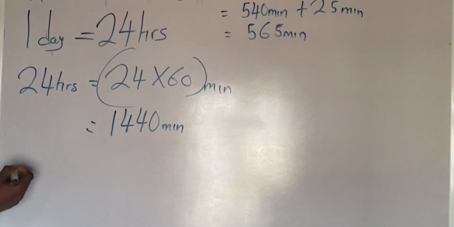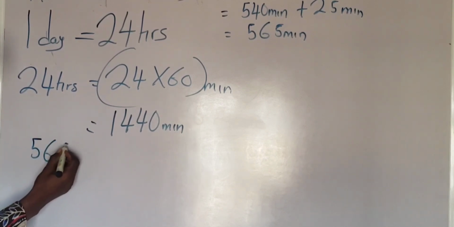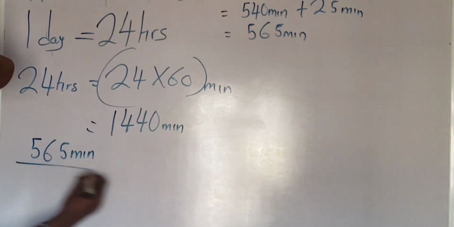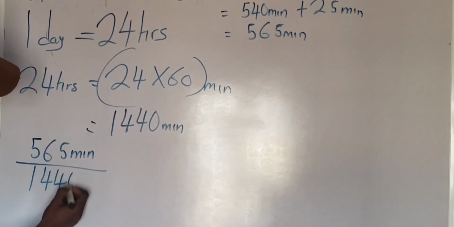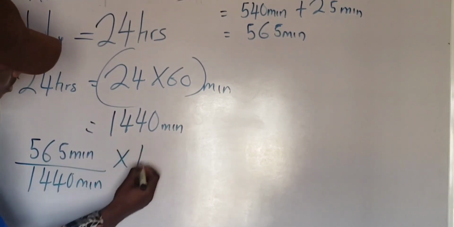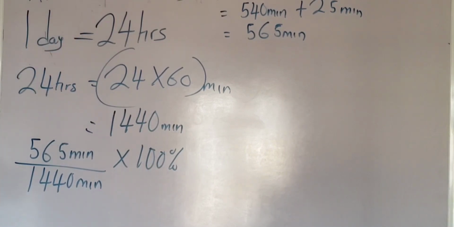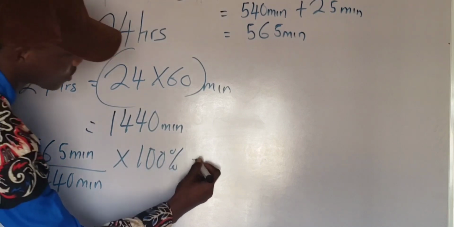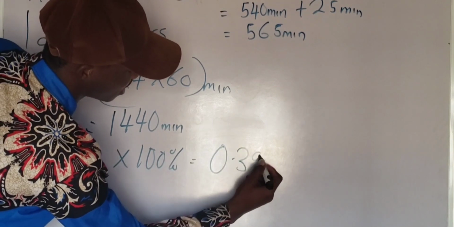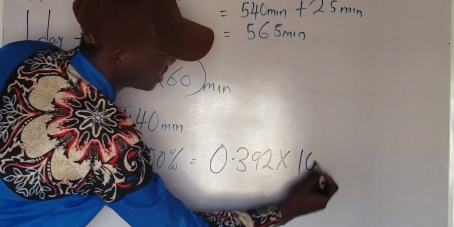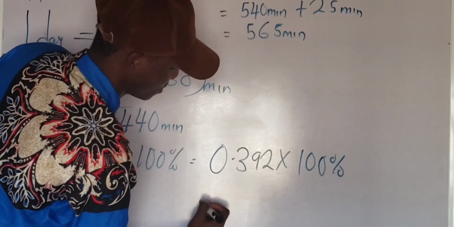So let's go. For this, I'm going to have 565 minutes all over 1,440 minutes multiplied by 100%. Okay? Now, 565 minutes divided by 1,440 minutes. That is 0.392. So for this, I'm going to have 0.392 multiplied by 100%. Okay?